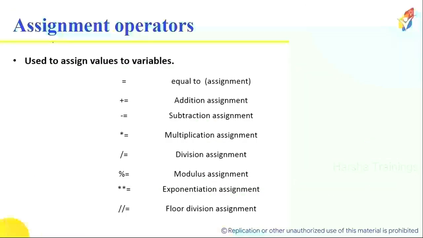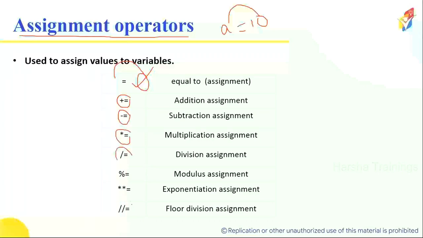Now, the next kind of operations are called assignment operators. This we will do regularly. Okay, A equal to 10. That means we have assigned a value 10 to the variable A. Like this, Python supports several assignment operators. The first one is equal to. In equal to, whatever the right side value is, that will be assigned to the left side. Next are plus equal to, minus equal to, multiplication equal to, division equal to, like this. All the arithmetic operations we have.